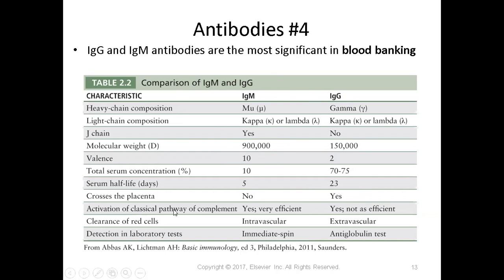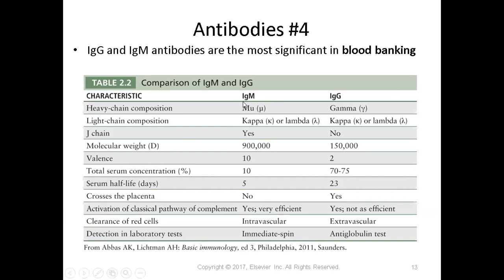We're going to talk about complement a little bit later. Both IgM and IgG can activate complement, but IgM is definitely more efficient at it. It's just because it's so huge. It's very, very big.